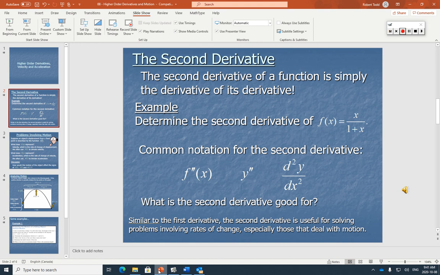What is the second derivative good for? Similar to the first derivative, the second derivative is useful for solving problems involving rates of change, especially those that deal with motion.